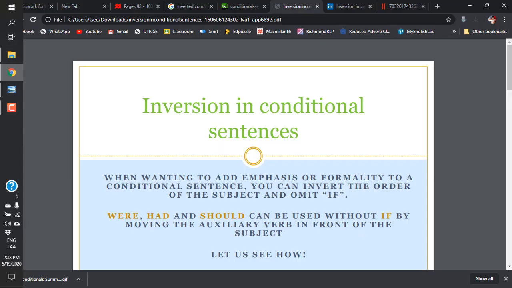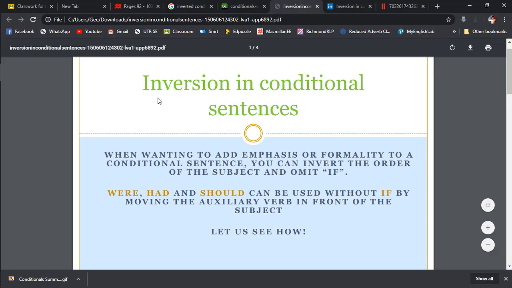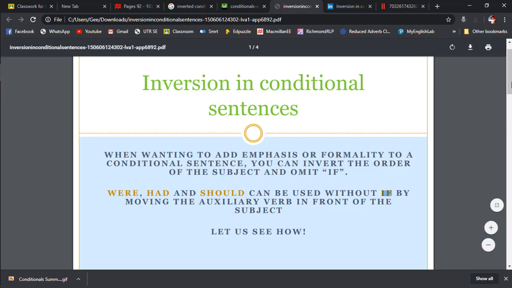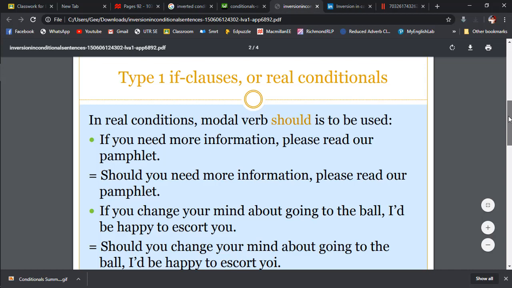And let me show you the topic right here. Inversion in conditional sentences. When wanting to add emphasis or formality to a conditional sentence, you can invert the order of the subject and omit if. Yeah, we don't use if right here. We use were, had, and should, without if, by moving the auxiliary verb to the front of the sentence. Okay? So right here we can see how.